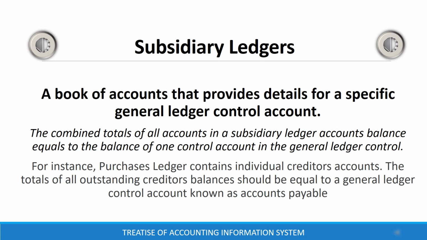A subsidiary ledger is a book of accounts that provides details for a specific general ledger control account. At the end of an accounting period, a list of all accounts in a subsidiary ledger and their respective balances is generated. The totals of these balances should be equal to one general ledger account balance. For instance, the purchases ledger contains individual creditors accounts. The totals of all outstanding creditors balances should be equal to one general ledger control account known as accounts payable.